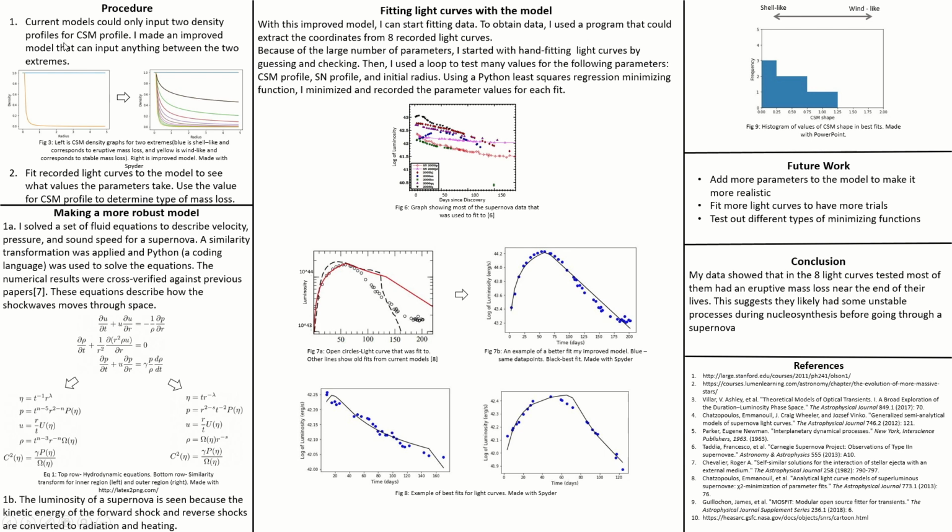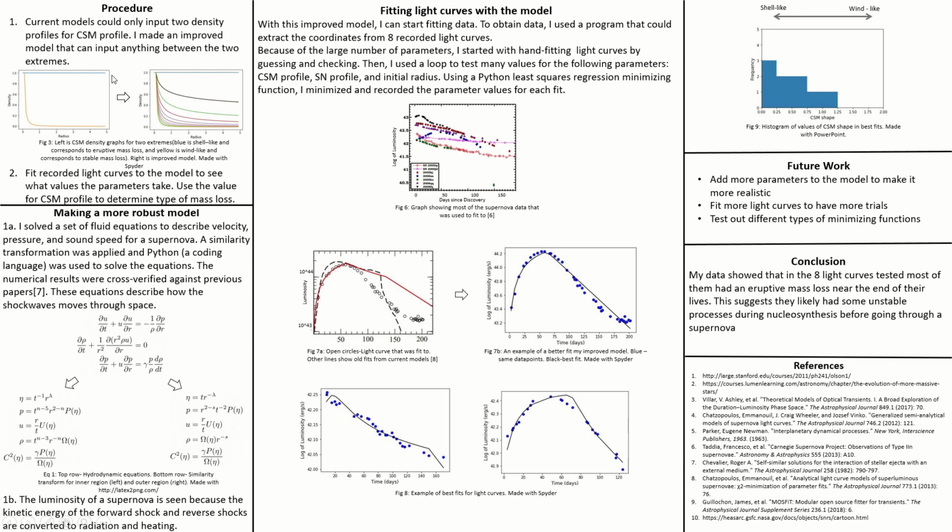And to do this, I first needed to make a better model, as current models only input two values for the CSM density profile. I made a new model that can input any value between the two previously used extremes. So as a visual, you can see in figure 3 on the left is density as a function of radius. So again, that's called the density profile.